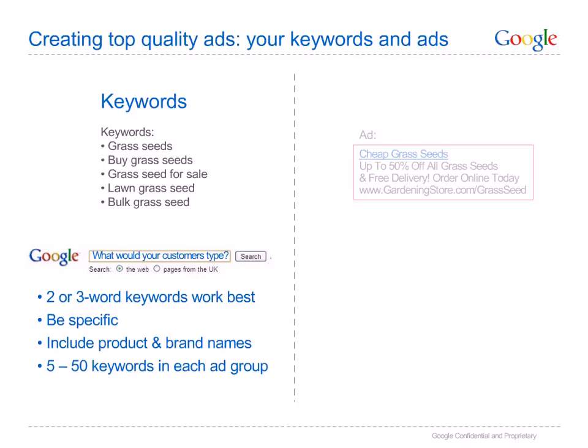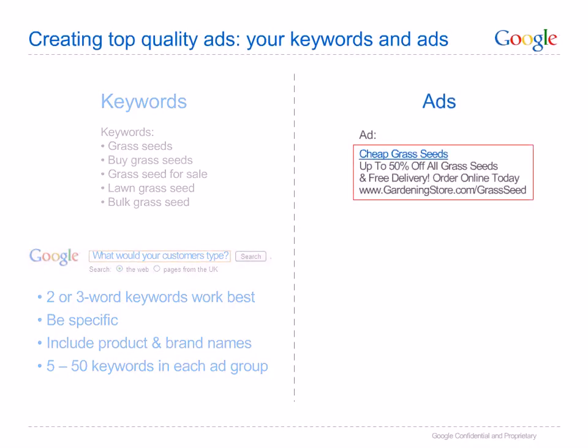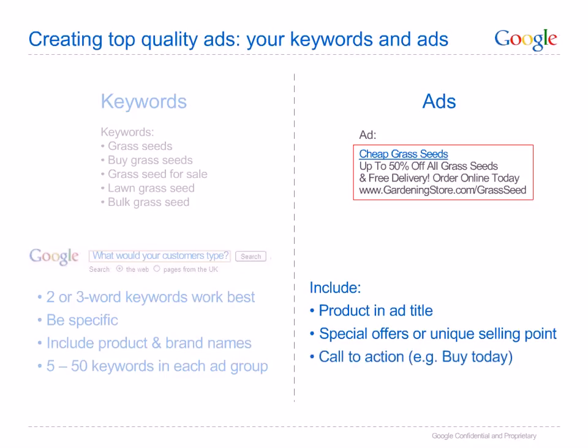When writing your ads for each ad group, remember to include a few important things. Include the product you're promoting in the title of your ad text. Include any special offers or promotions. What will make your ad stand out from your competitors? Include a call to action. What do you want your potential customers to do on your site? Here, we want them to order online today.